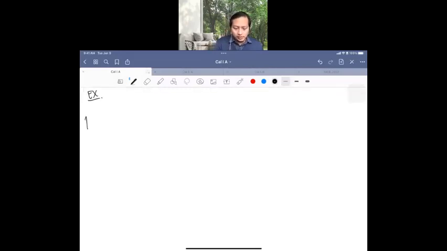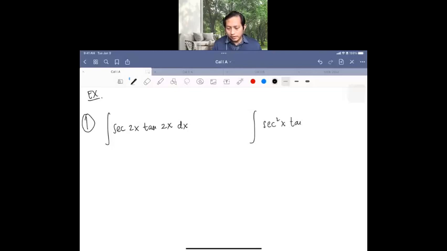Let me write first. We have two integrals: the integral of secant 2x tangent 2x dx, and the other is the integral of secant squared x tangent squared x dx. So it's a battle. Which one is easier for you to handle?